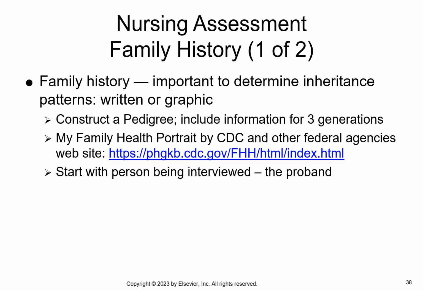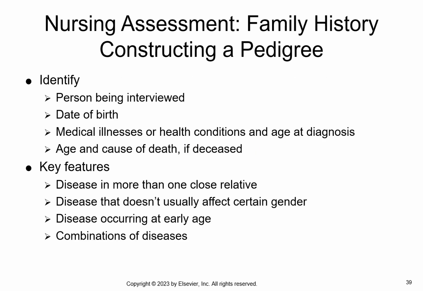Right, so when you're doing a family history and you're looking specifically at genetics, you can make your own pedigree. And usually we look at 3 generations, so we go 3 generations back. And then there are agencies like the CDC that have a way to do that. The person that you're interviewing, you start with that person, and that person is called the proband. Things that we're going to look at when we're constructing the pedigree are any medical illnesses they've got, cause and age. If we're looking at someone up or down in the list, what age did they die? What did they die from?